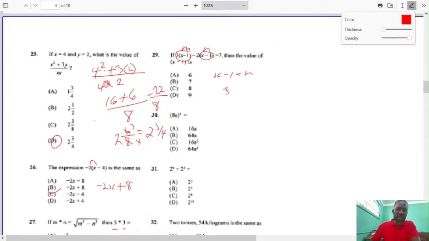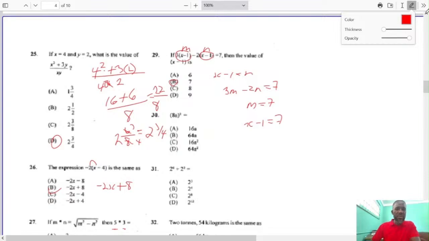So what we have is 3m minus 2m is equal to 7. So 3m minus 2m is equal to m. So m is equal to 7. So therefore, if m is equal to 7, x minus 1 is equal to 7, since x minus 1 is equal to m. So that's one way of doing it. Or we can do the laborious way by expanding the bracket and then finding out what x minus 1 is equal to. All right, but m is equal to 7. So the answer for this one is B.